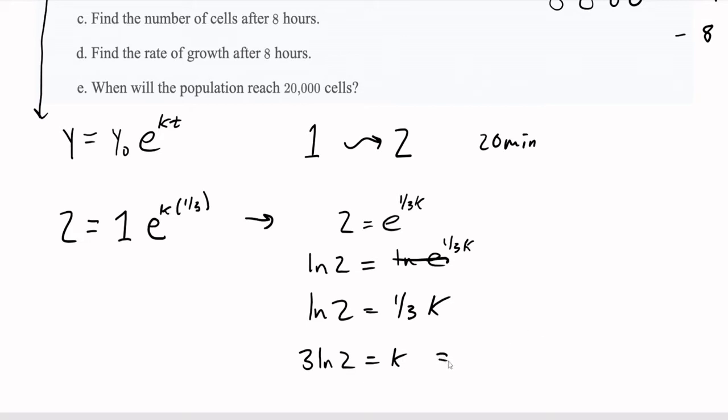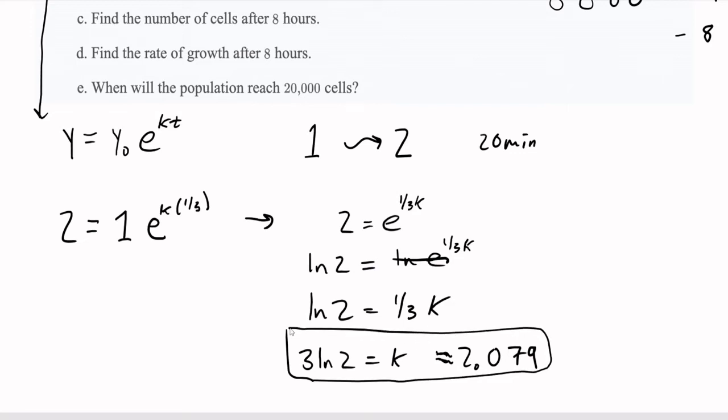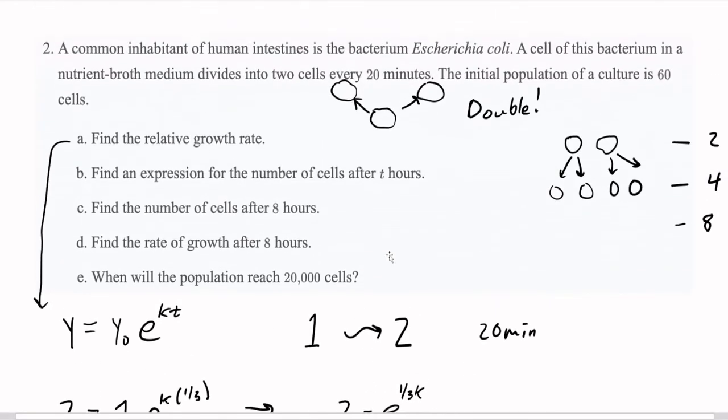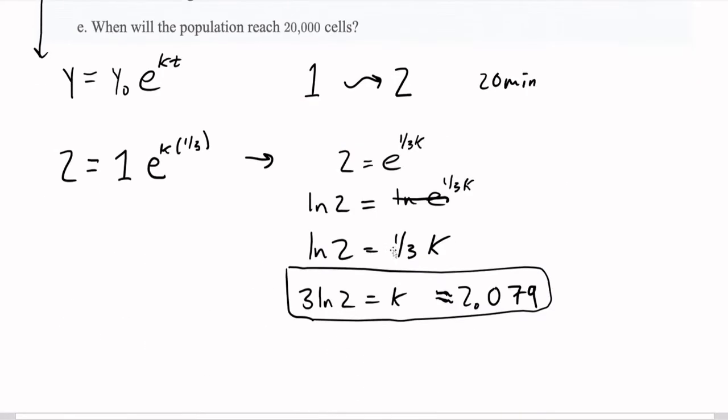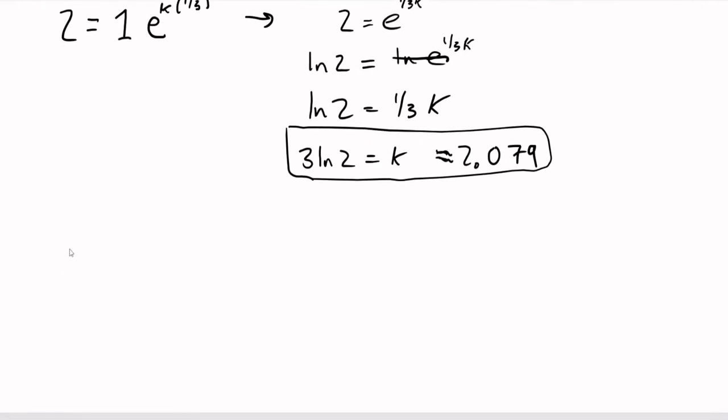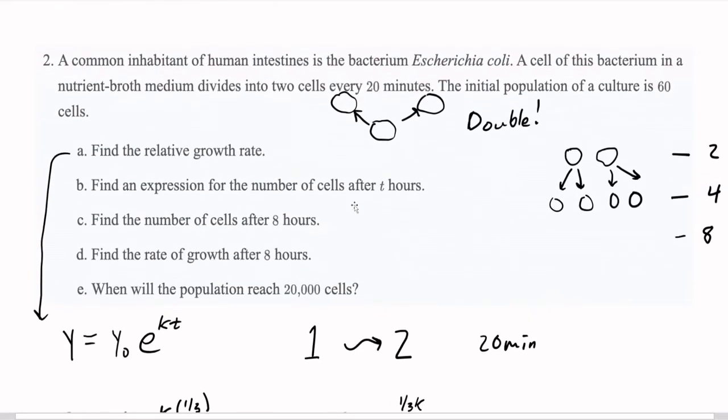And so k, let's put it in our calculator. The k is going to be about 2.079. So that's rounded. Okay, so we've got our value for k. It's going to be our relative growth rate. Okay, so B is find an expression for the number of cells after t hours. So that's going to be y equals, well, what did we start with? This problem said 60 cells, e, and then 2.079t, because that was our k. Boom.